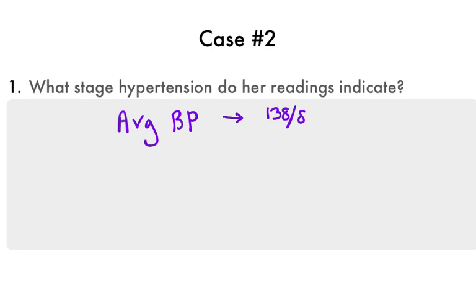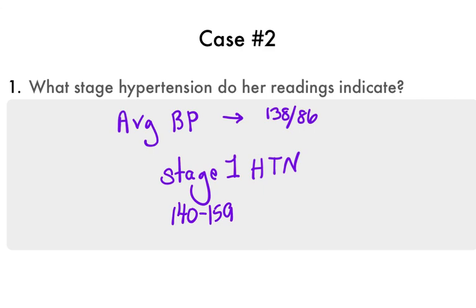First question is, what stage of hypertension do this patient's readings indicate that she has? Based on the JNC8 staging information I gave you at the beginning of this discussion, it appears this patient has stage 1 hypertension. That's also according to the ACC and AHA guidelines from 2017.